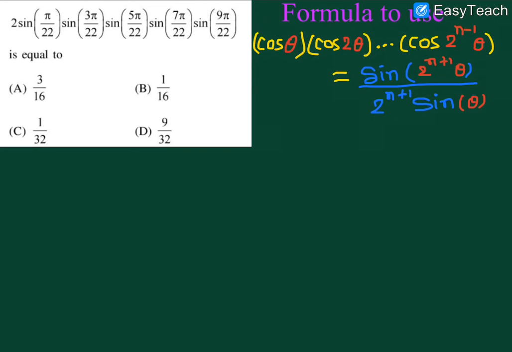Here in the question, if you look at carefully, then the product of sine functions are given to us. The product of sine functions. But if you remember, we know the formula for the product of cos functions. So this is the formula that we need to use to solve this question. You can take some time to solve the question.